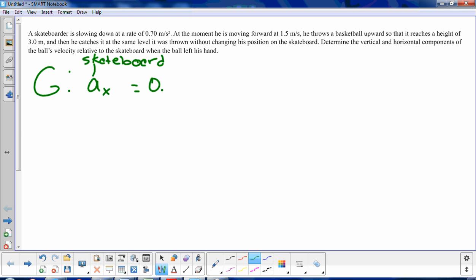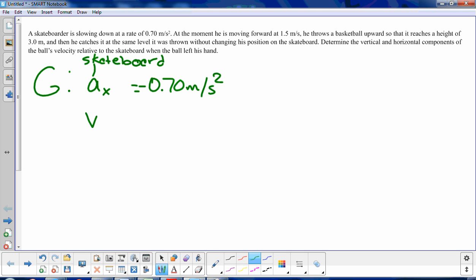It is equal to 0.70 meters per second squared. Now, he's not speeding up, he's slowing down. So what direction would that be? That's right, so it goes in the negative direction. At the moment, he is moving forward at 1.5 meters per second.